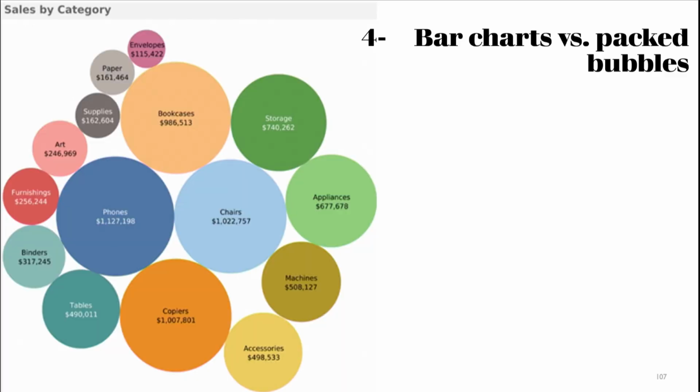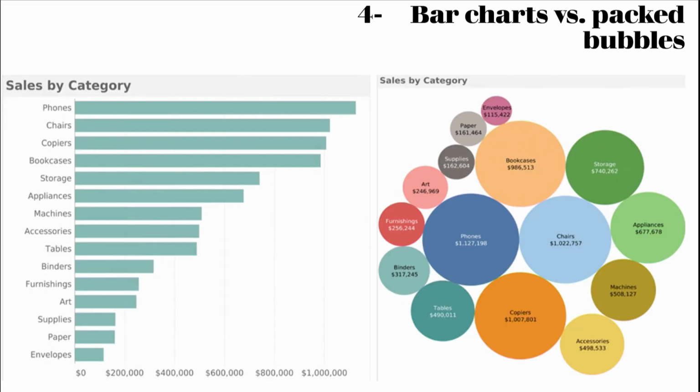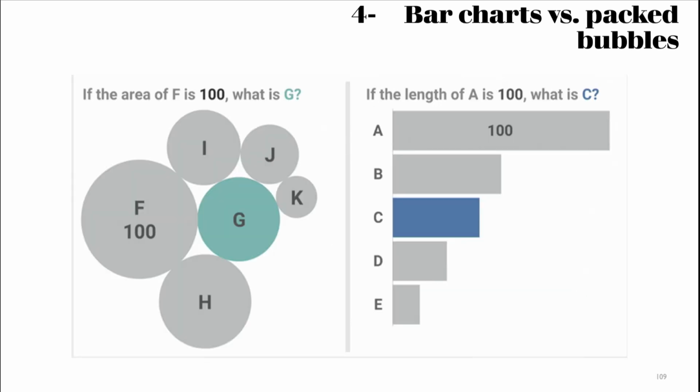Also, I noticed a tendency to use these new packed bubbles. So the same information, sales by categories, I presented here in packed bubbles, comparing both: bar chart sorted or bubbles. If you recall, circles are difficult. We cannot really understand how much bigger one is than the other. If you want to compare, for example, how much bigger the machines are than the phones, we added the numbers here, but it's not so easy to comprehend.